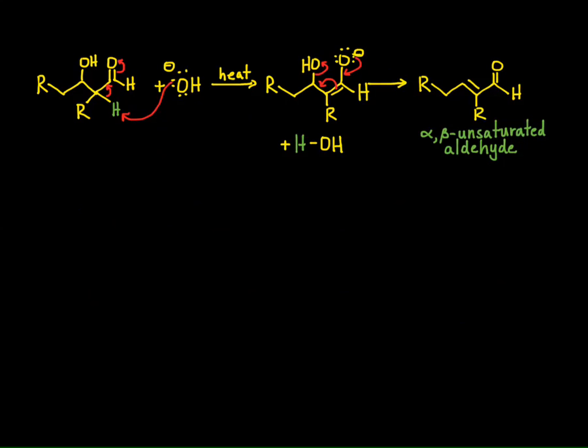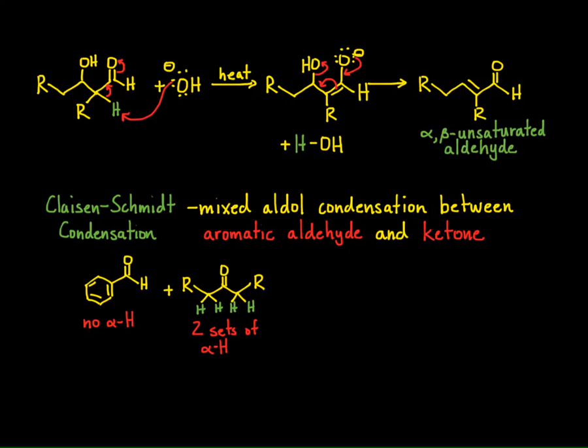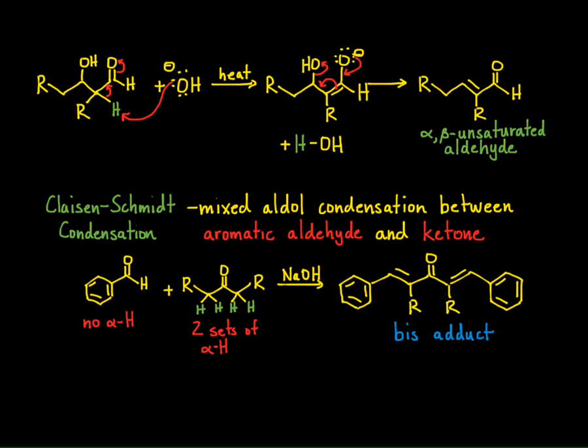In this experiment, you will be performing a specific type of aldol condensation, called a Claisen-Schmidt condensation, a mixed aldol condensation between an aromatic aldehyde and a ketone, which is what you were given. Aromatic aldehydes have no alpha hydrogens and cannot form enolates. The ketones we will be using have 2 sets of alpha hydrogens, one on each side of the carbonyl. Both sides can undergo condensation in the presence of base to yield a bis adduct. Because of this, you need 2 moles of aldehyde for every 1 mole of ketone used.